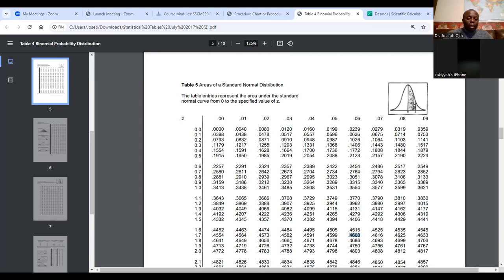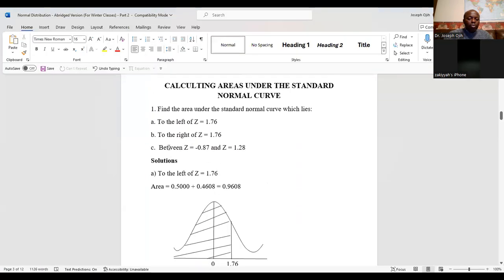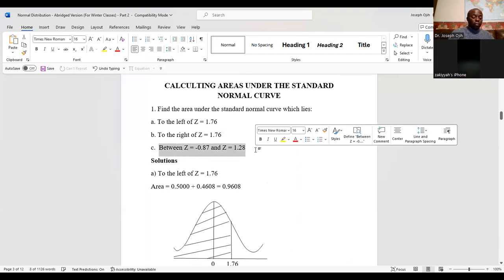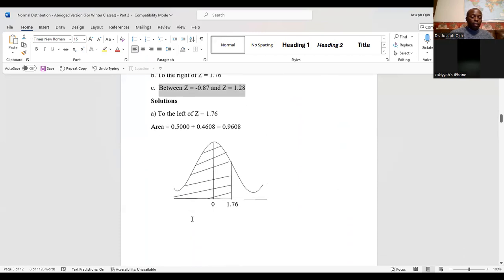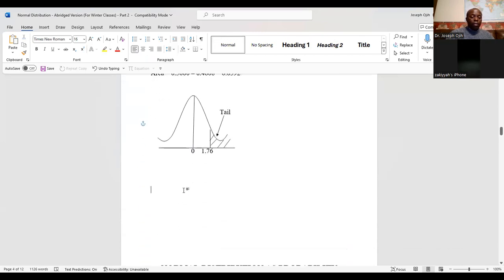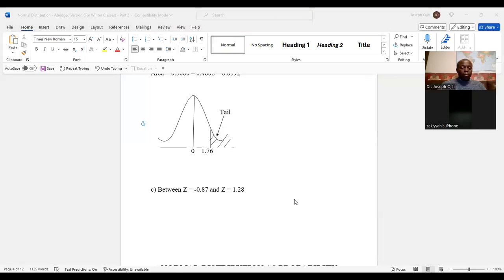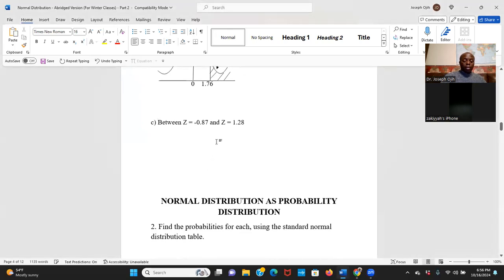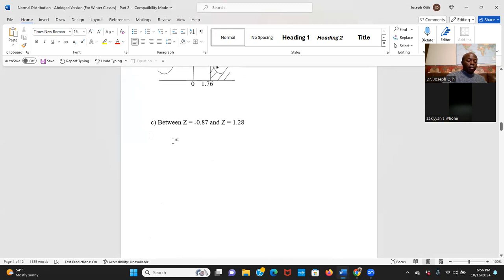Now, since there's no question, let's look at the third question, which is between z negative 0.87 and z 1.28. Let's solve that. Let's see part C, between z negative 0.87 and z 1.28. Again, to find the area, you have to draw the chart. You see that area equals. Now we need to draw the chart.